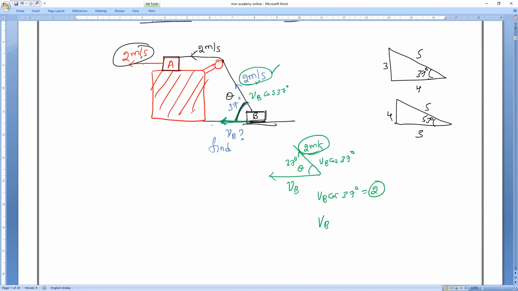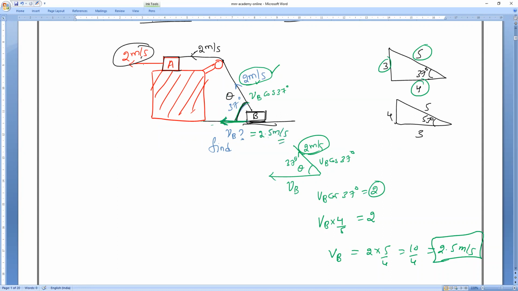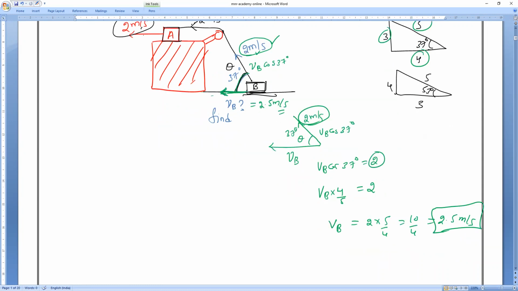Now we all know the cos 37 value, how much is it? From the 3, 4, 5 triangle, cos 37 is 4 by 5. So VB times 4 by 5 is equal to 2. Then VB is equal to 5 by 4 times 2, which is 10 by 4. So the velocity of body B is 2.5 meters per second. Everybody clear? Find velocity of B. Yes, please respond. This was the first question. Next question, all of you see that.